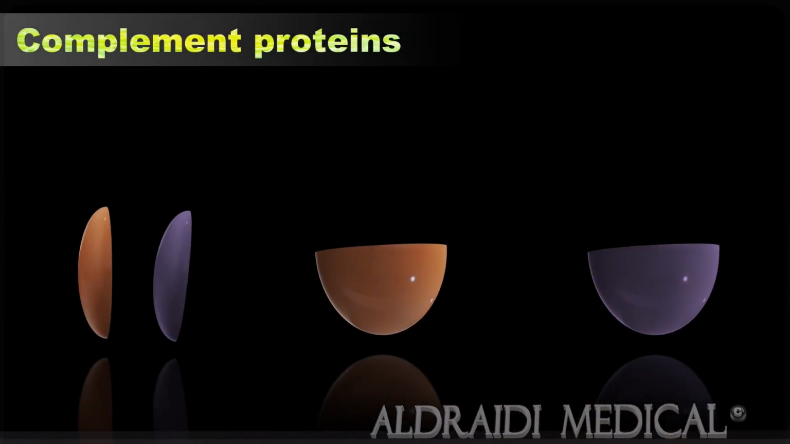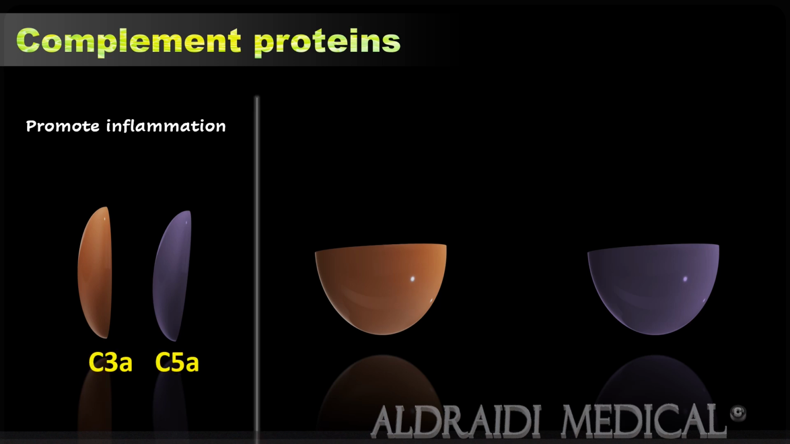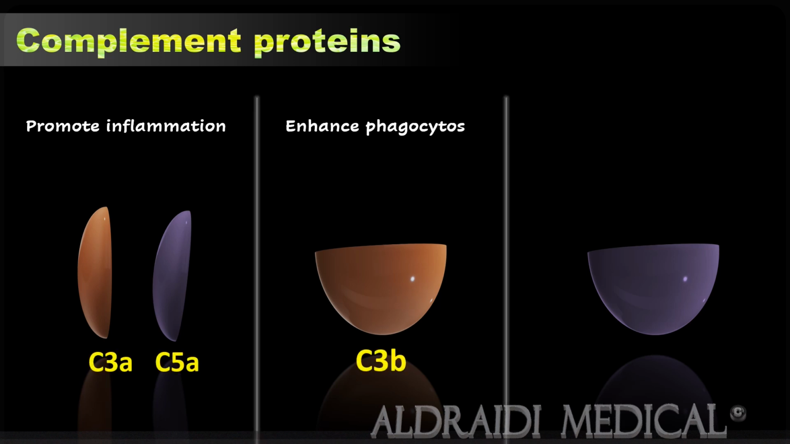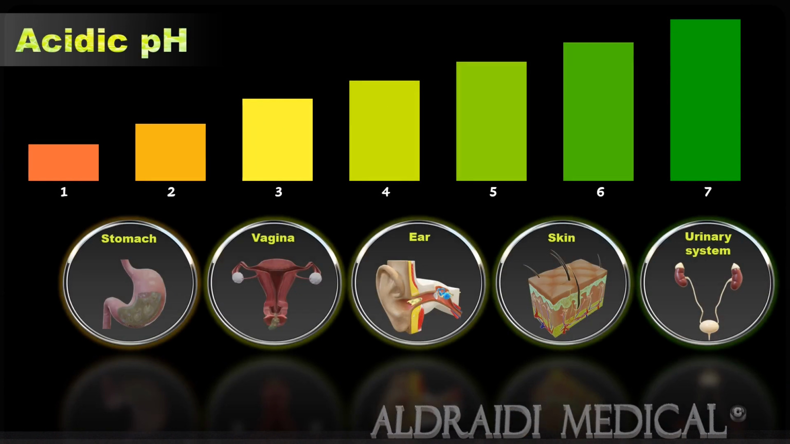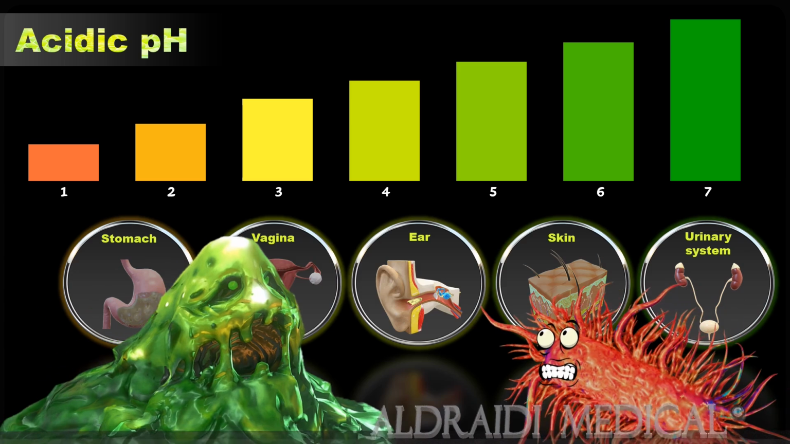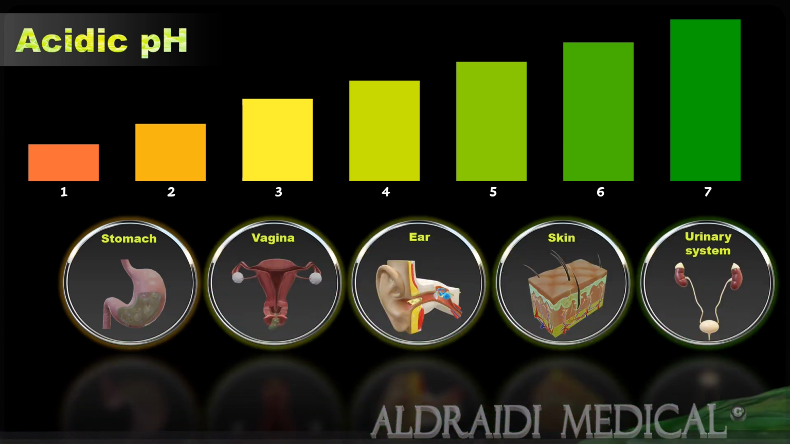The complement proteins are present in serum and interstitial tissues and can initiate a local inflammation at the area of invasion, can enhance pathogen killing by our innate immune cells, and can even kill pathogens directly by putting holes in their membranes. The low pH of many surfaces provides an acidic environment that either kills pathogens or inhibits their growth.